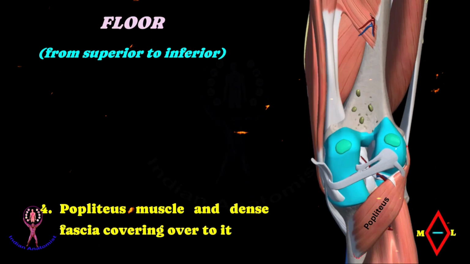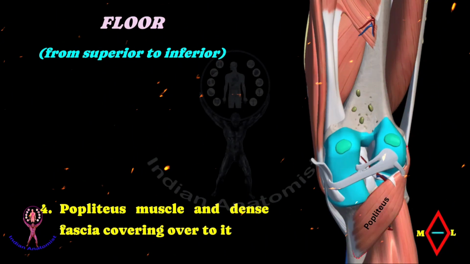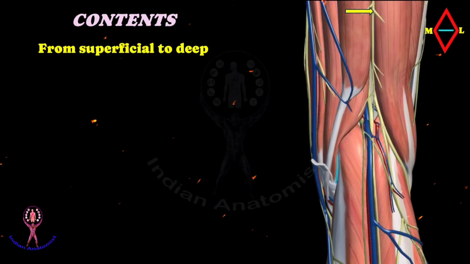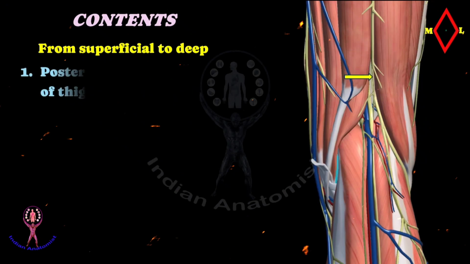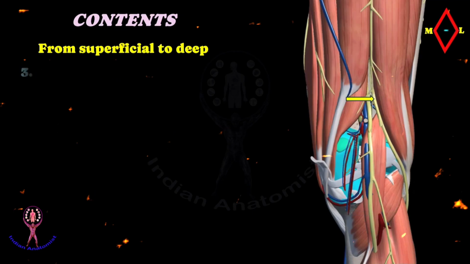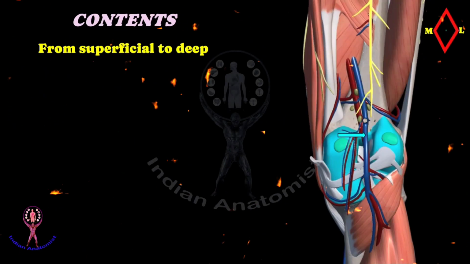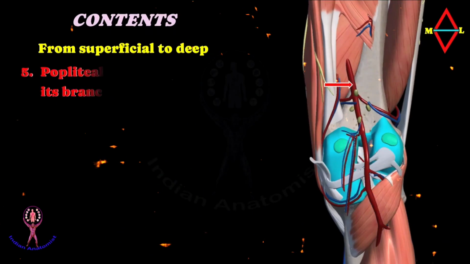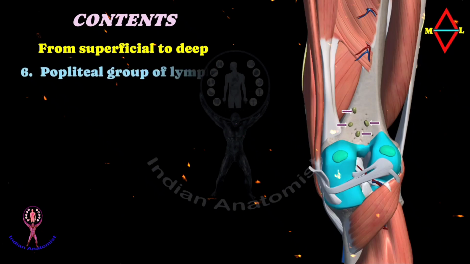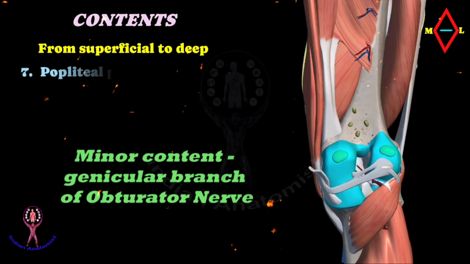What is next? The fossa is fully loaded with nerves, blood vessels, lymph nodes, and adipose tissue. These structures are called contents. Contents of the popliteal fossa. 1. Terminal part of posterior cutaneous nerve of thigh. 2. Tibial nerve and its branches. 3. Common peroneal nerve and its branches. 4. Popliteal vein and its tributaries. 5. Popliteal artery and its branches. 6. Popliteal group of lymph nodes and 7. Popliteal pad of fat. Minor content is the genicular branch of the obturator nerve.